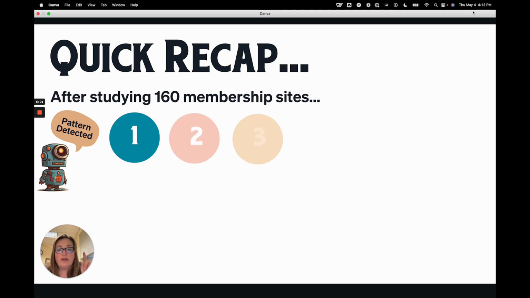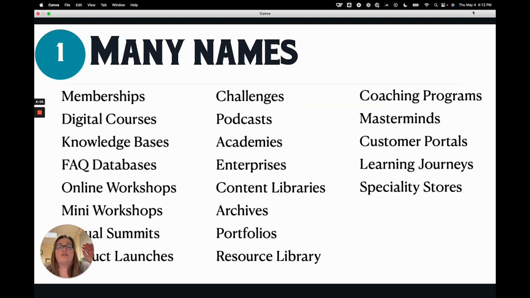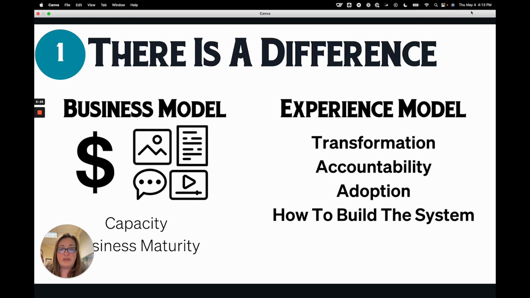So discovery number 1 is there's a lot of names that these things go by. So digital courses, knowledge bases, podcasts, academies, enterprises, portals, content libraries, archives, resource libraries, masterminds, learning journeys. There's all these different names for membership sites and continuity, right? But the one thing that they had in common is that what everybody else seems to be talking about when it comes to continuity is the business model.